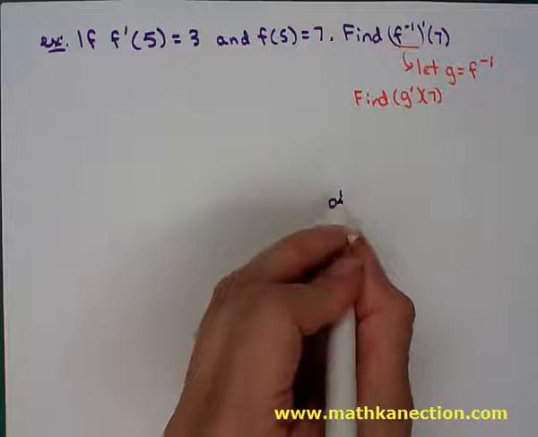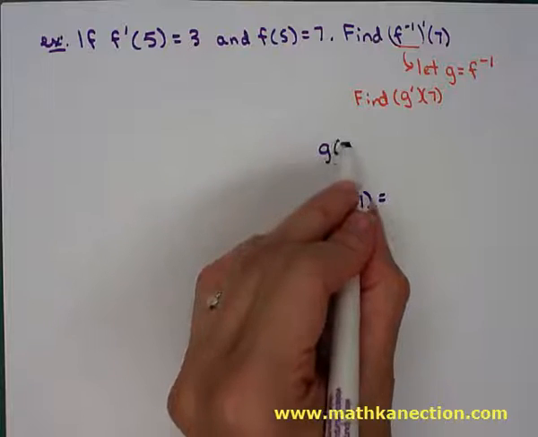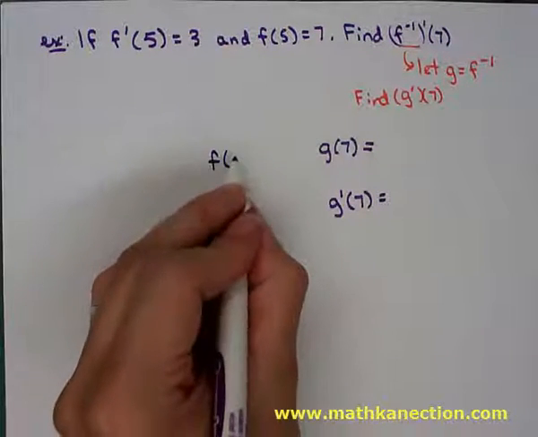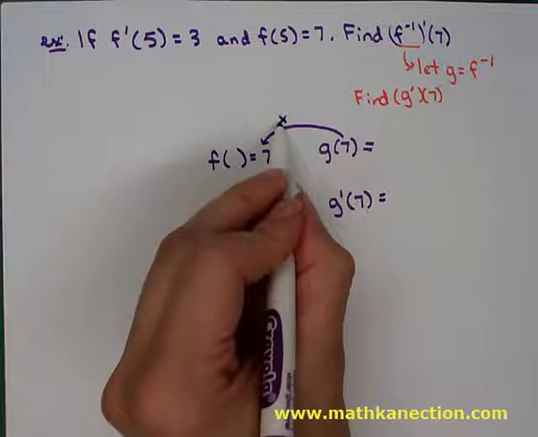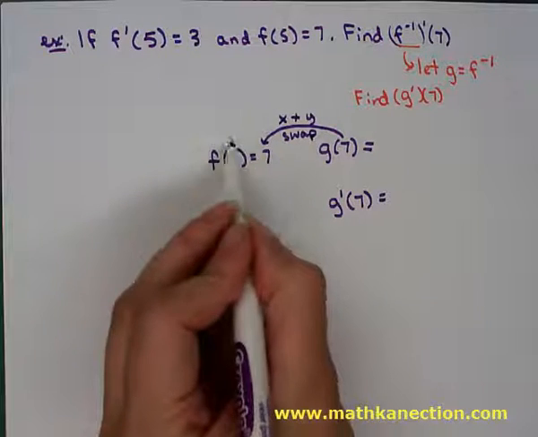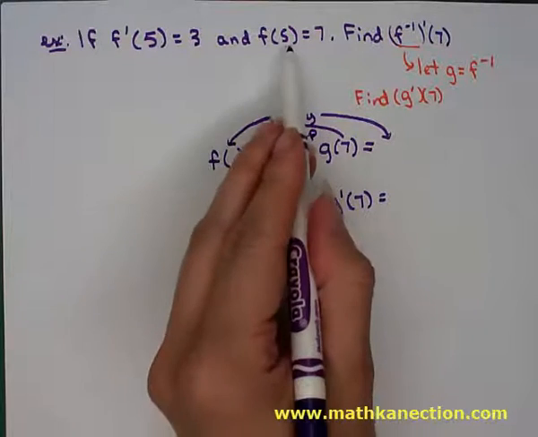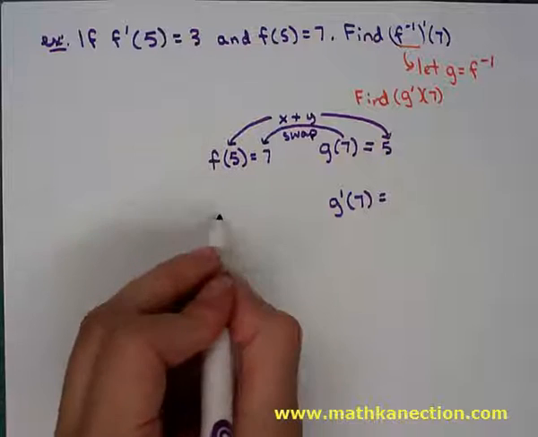So to find g prime of 7, put that in the lower right hand corner, that's where our goal is. We'll need to know what g of 7 is. To get g of 7, f and g were inverses of each other, so 7 being g's x value is f's y value. For inverses, x's and y's swap places. So f of what is equal to 7? Looking at the given information, f of 5 was equal to 7, so 5 for the x value of f, which is g's y value.